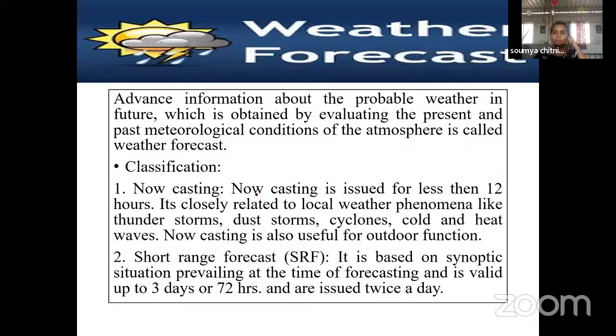And finally coming to the last part of today's lecture, that is weather forecasting. Weather forecasting means telling about the future weather, what might be the probable weather, maybe tomorrow or day after tomorrow, so that farmers can be helped, right? If a farmer doesn't know what the weather will be tomorrow, how can he take up any of his field operations? So this advance information about the probable weather, which is obtained by evaluating the present and past meteorological conditions, we call weather forecasting.